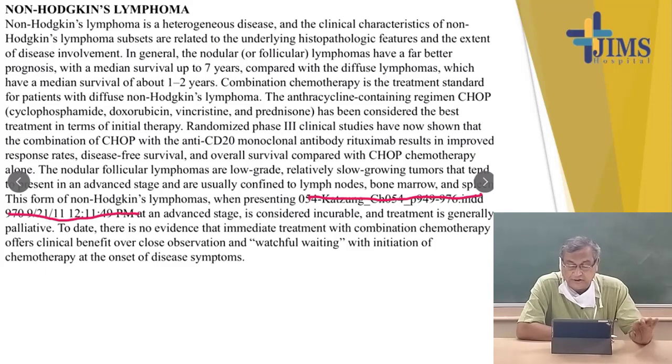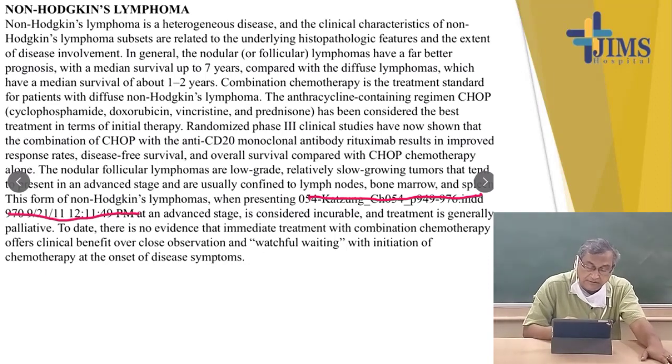The anthracycline-containing CHOP has been considered the best treatment in terms of initial therapy. Randomized phase 3 clinical studies have now shown that the combination of CHOP with the anti-CD20 monoclonal antibody rituximab results in improved response rates, disease-free survival and overall survival compared with CHOP chemotherapy.